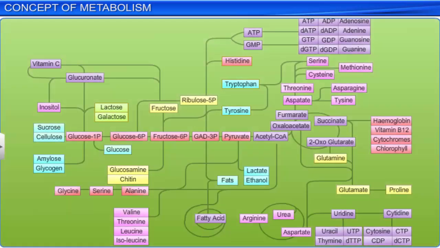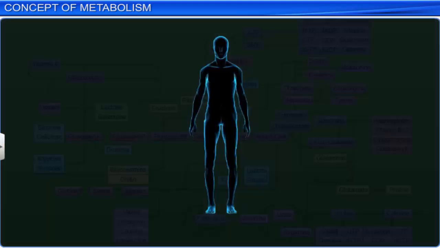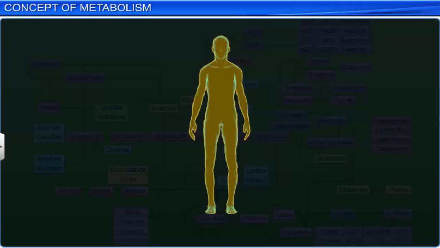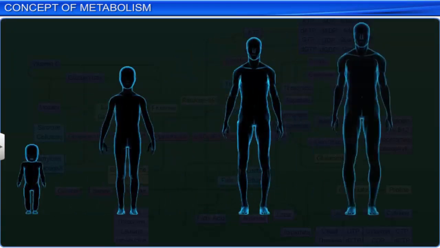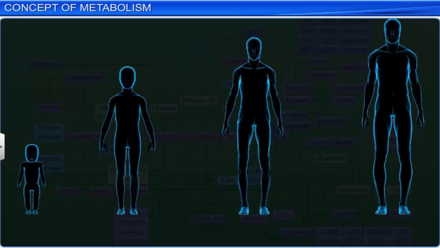The entire set of biochemical reactions that takes place in living organisms and helps them maintain life is known as metabolism. Metabolism is important to living beings to maintain their structures, growth and reproduction, and helps them respond to their environments.